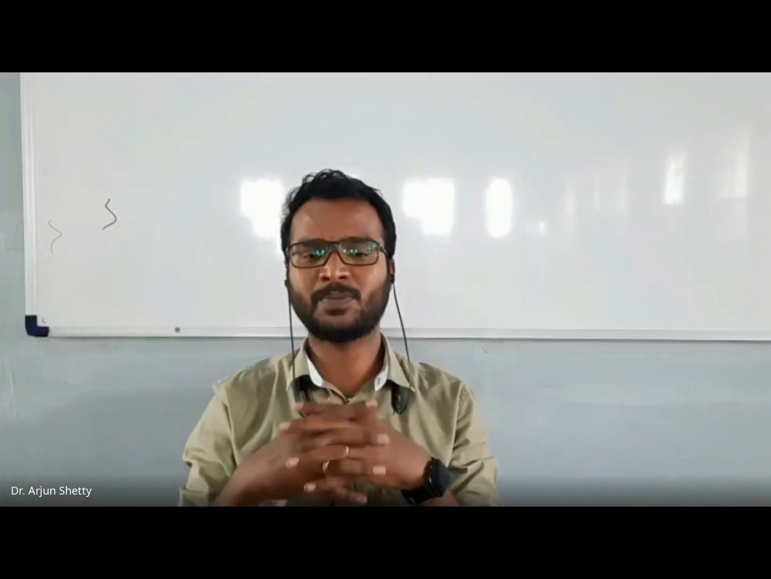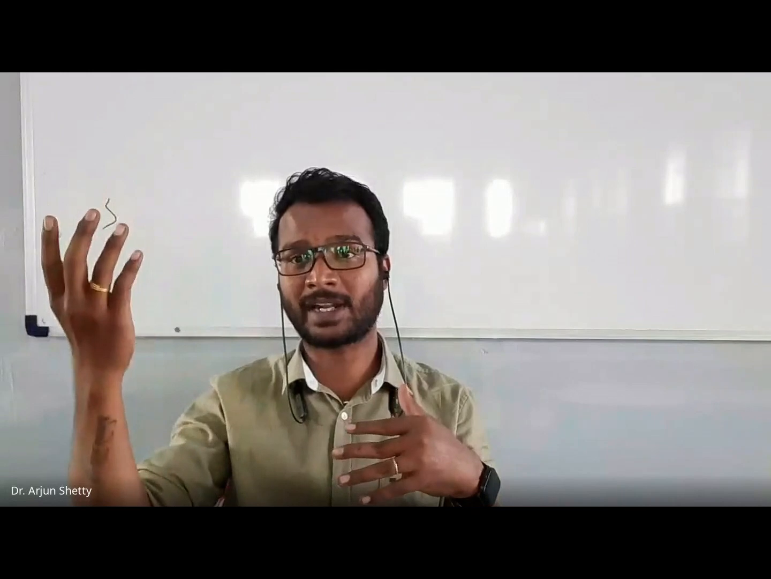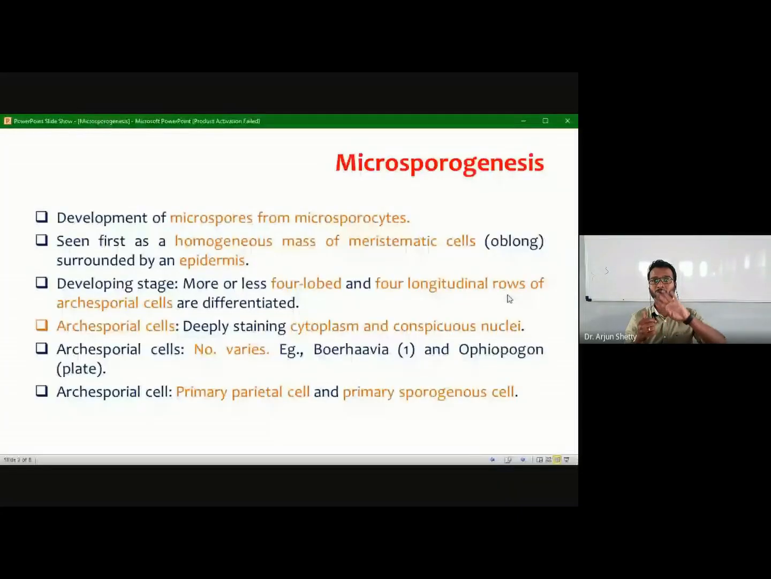So the archesporial cells can be used in different types of embryological studies, where most of the plants confine themselves to only 4 archesporial cells, which are arranged in the 4 lobes of the quadrangular immature anther. In Borevia we can see only one archesporial cell, and in Ophiopogon we are going to see a varied number of archesporial cells arranged in the form of a plate.